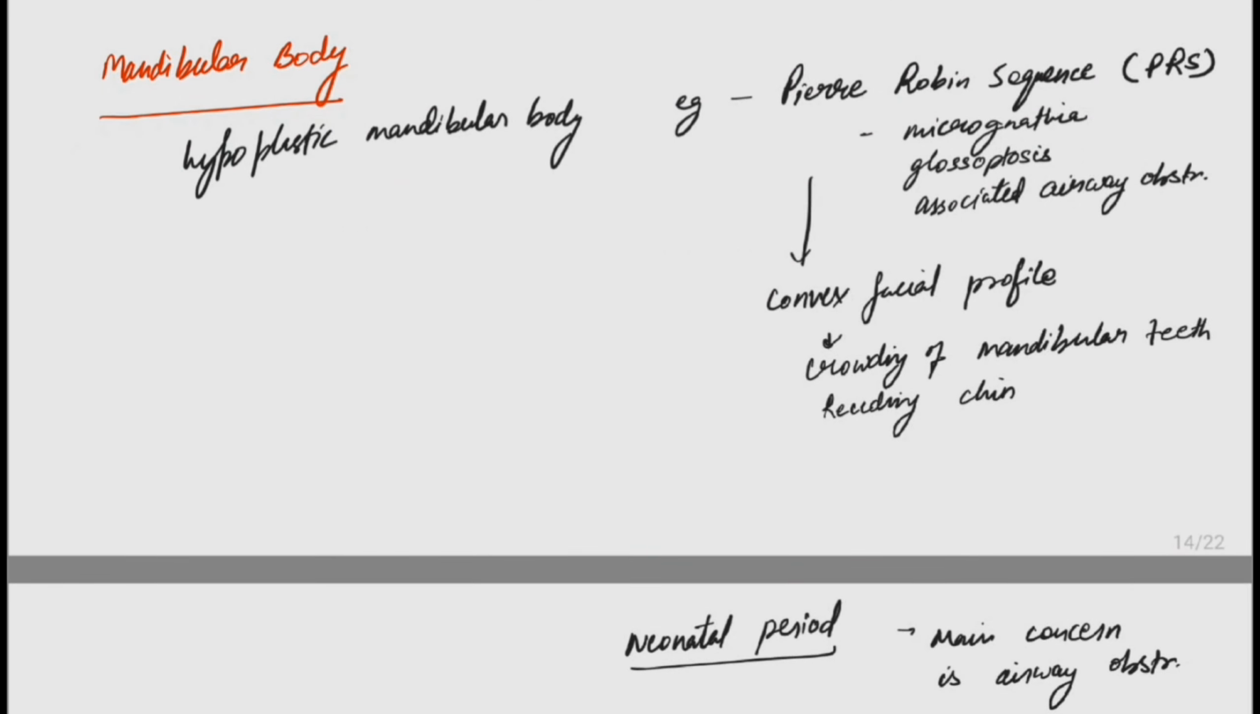Coming to the mandibular body, for example, in case of hypoplastic mandibular body in Pierre Robin sequence, it consists of a triad of micrognathia, glossoptosis and associated airway obstruction. Here there is a convex facial profile where there is crowding of the mandibular teeth and receding chin.